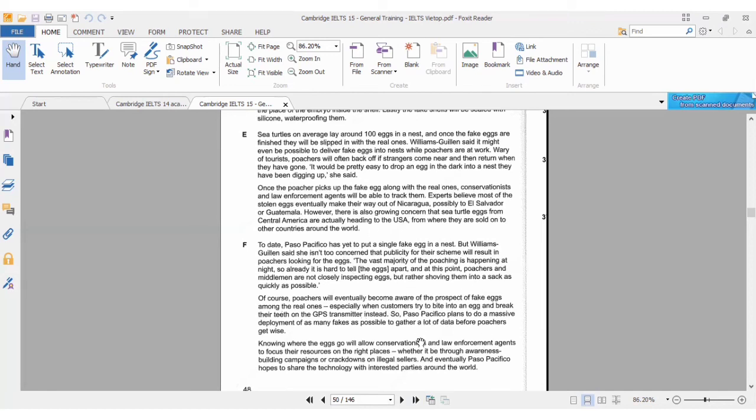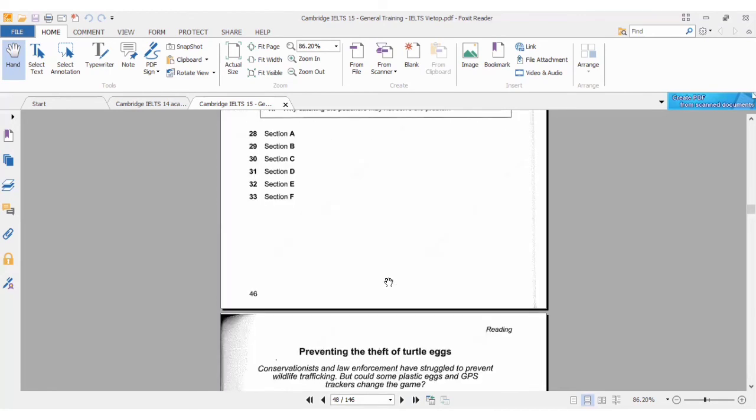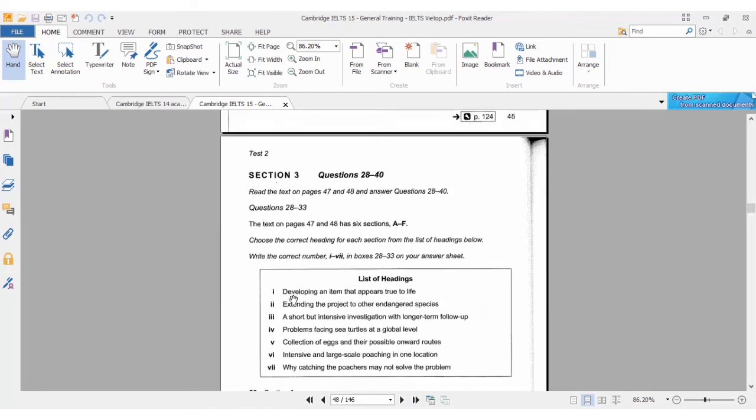Okay, so let's do this very quickly. The vast majority of this is happening at night, so blah, blah, blah. They eventually will become aware. Okay, so this is sounding like a solution that will last for a while. Okay, let's go back to the box. We're just going to choose at this point. I think it's any, many more. Yeah. So we have just two and three.